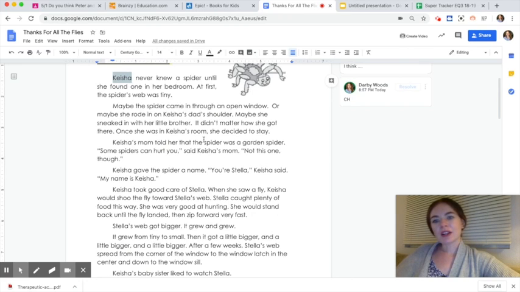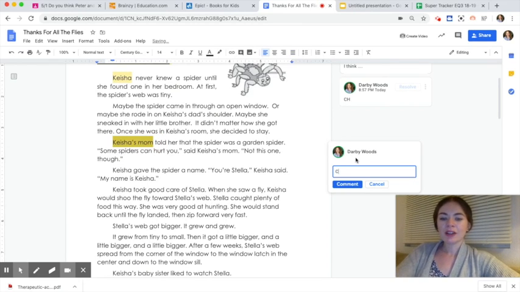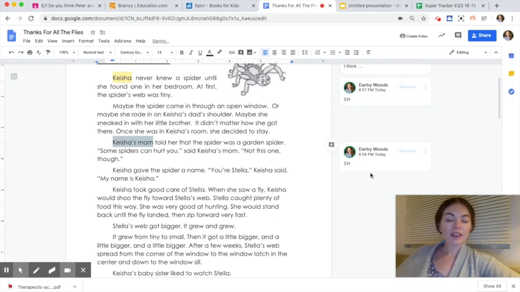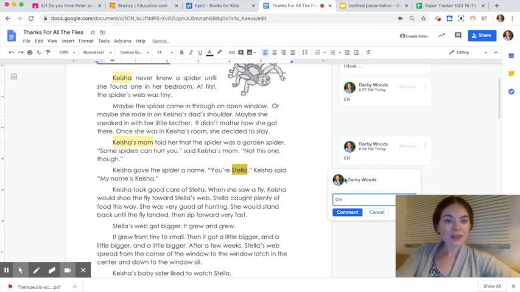The other character I see that speaks out loud is Keisha's mom. So I'm going to go ahead and add a comment here. Once again, put a CH for character. Now, who is that last and final character that we need to add to our notes? It's not a human, it's a spider, and her name is Stella. So we have Stella the spider, and she is also one of our characters.